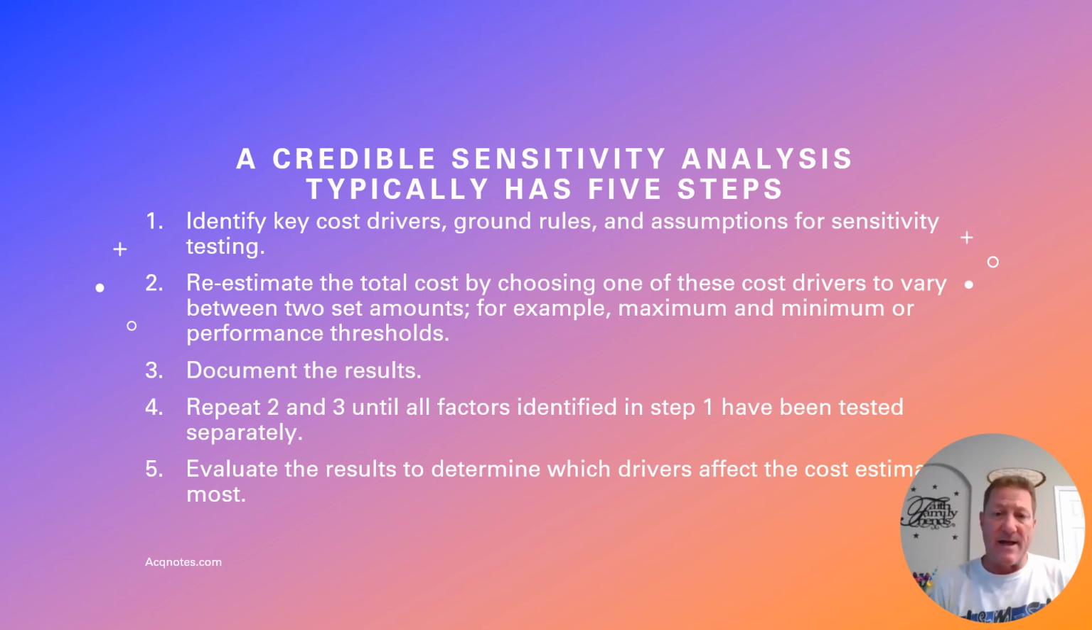A credible sensitivity analysis typically has 5 steps. Identify the key cost drivers, ground rules, and assumptions for sensitivity testing. Re-estimate the total cost by choosing one of these cost drivers to vary between two sets of amounts, for example, maximum and minimum or performance thresholds. Then document the results. Step 4, repeat Steps 2 and 3 until all factors identified in Step 1 have been tested separately. Evaluate the results to determine which drivers affect the cost estimate the most.